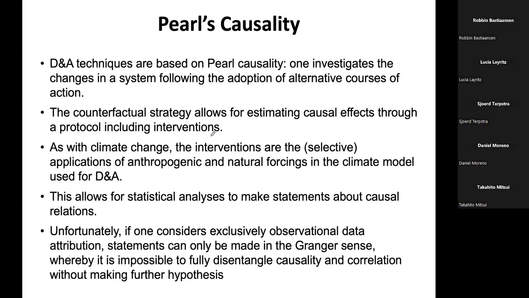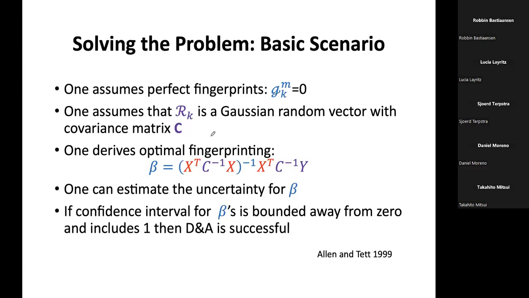So remember, the attribution in this strong causal sense requires that we use models in a very organized way. So we run the model with only one forcing, and then with another forcing, and then with another forcing. And then we combine these results to construct the portfolio of fingerprints.